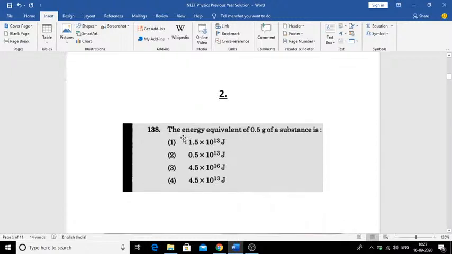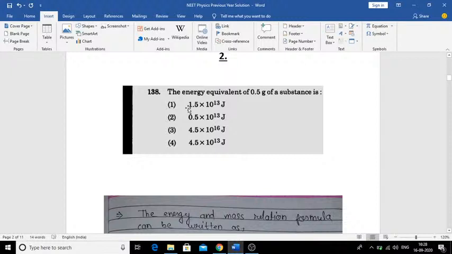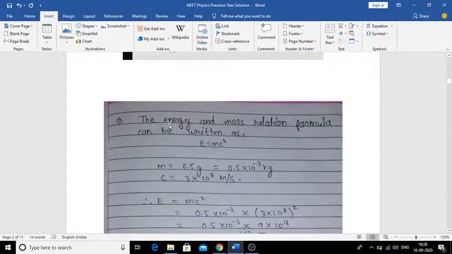Now the second numerical is: the energy equivalent of 0.5 gram of substance is. So we have been given some mass, okay, and we have to convert it from gram into joule, that is, into the form of energy, okay. And we already know that the energy-mass relation can be written as E equals mc square, right? This is Einstein's equation, okay.